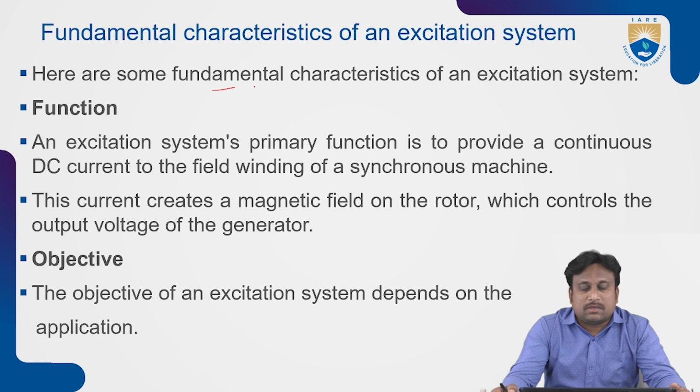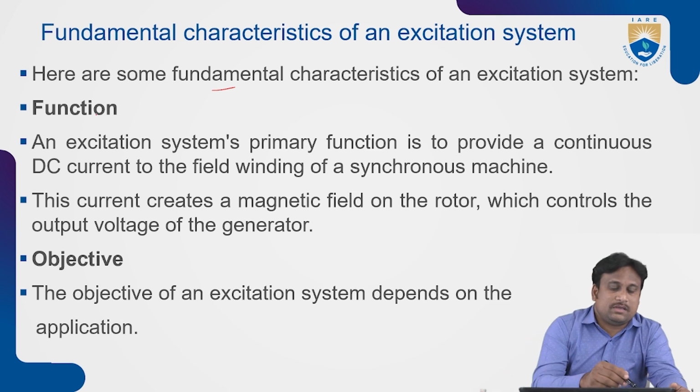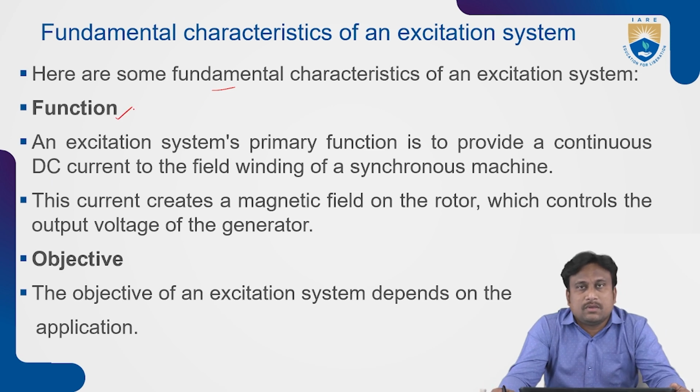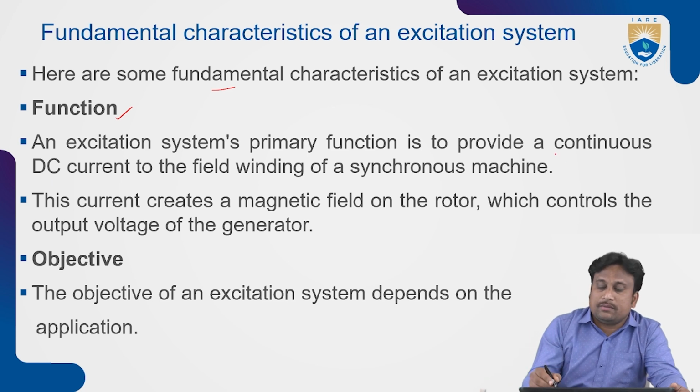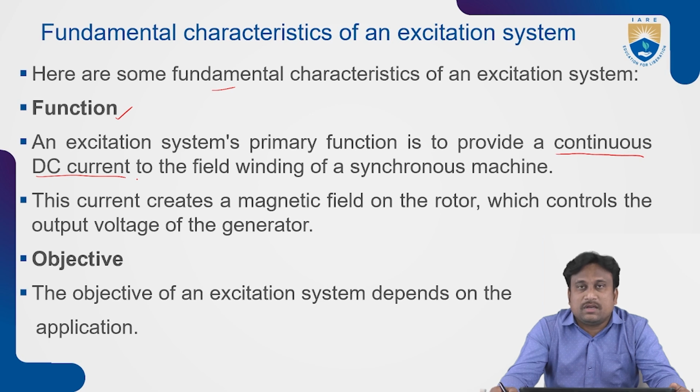Some of the fundamental characteristics are derived for dealing with the excitation system. The first one is function. So what is a function? An excitation system's primary function is to provide a continuous DC current to the field winding of the given synchronous machine. This current creates a magnetic field on the rotor, which controls the output voltage of the generator.